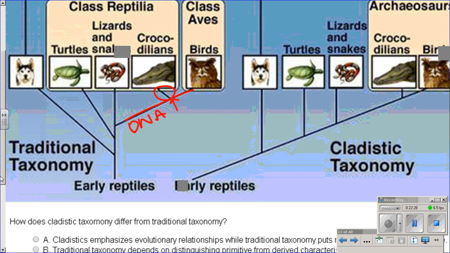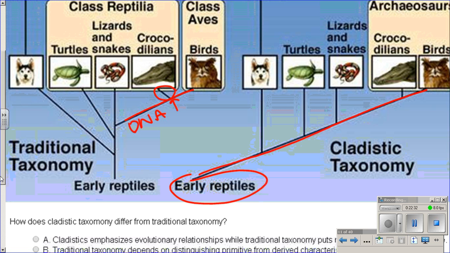So here is another example, and you can see that this is the earliest of all the reptiles, and as you go up the line, you're showing more recent times. So the very first organism to branch off of reptiles was that dog there, okay, and then we have a turtle, lizard, snake, crocodile, and then birds are the last ones to speciate or to evolve, okay?